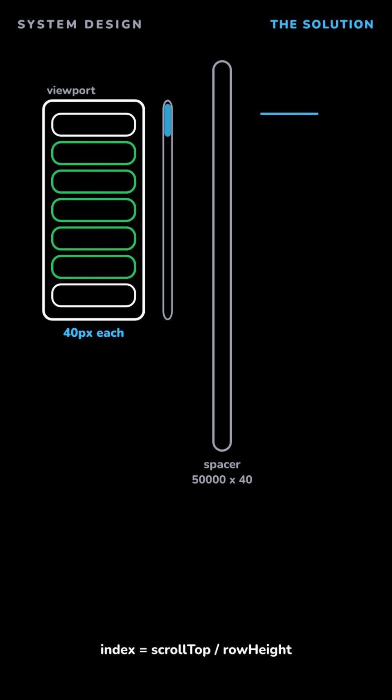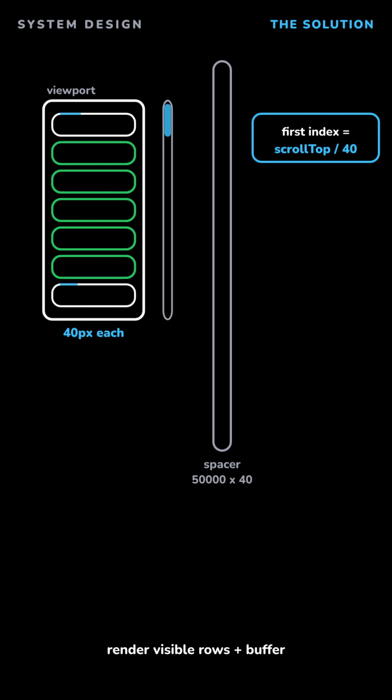Read the scroll position. Divide by row height to find the first visible index. From there, render just the 15 visible rows, plus a few above and below. Each rendered row is pushed down by an offset, so it sits in the right place.